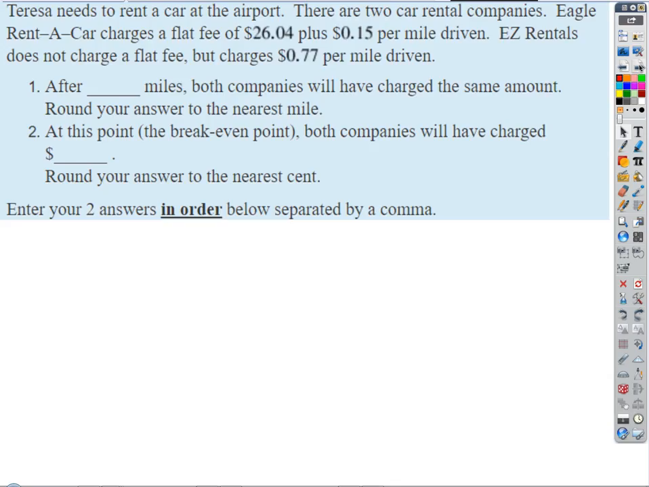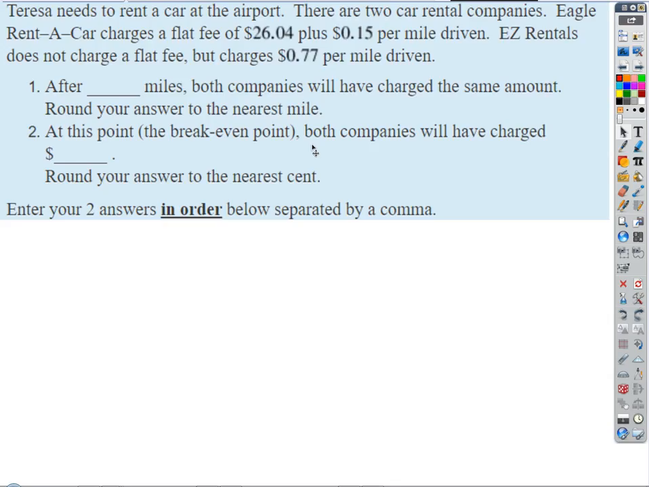We've got this. Teresa needs to rent a car. There's 2 car rental companies. Eagle Rent-A-Car charges a flat fee of $26.04 plus a 15-cent per mile mileage rate, right? The other rental company has no flat fee but charges 70 cents per mile for their mileage rate, okay? So they want to know after how many miles will both companies have charged the same amount, and how far, and what would that cost be? What would the break-even cost be, right? So how can I set this up?